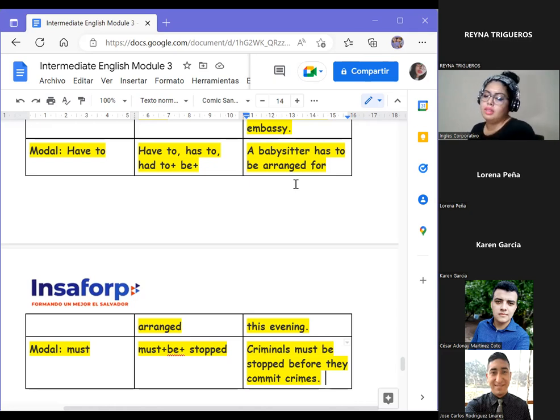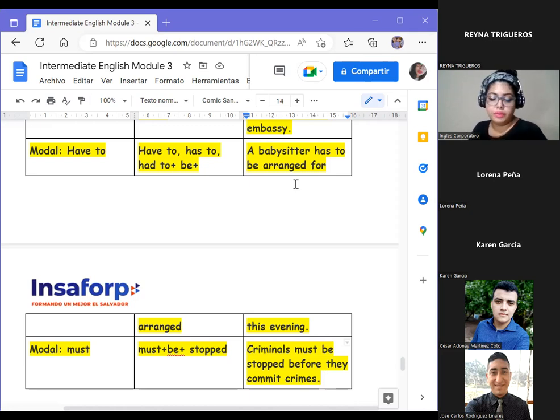It can be very complicated because it's a long topic, and we need to keep practicing and reading information about the passive voice to get all the information that we need to know about it. But at the end, if you know how to create the sentences, it can be very simple.